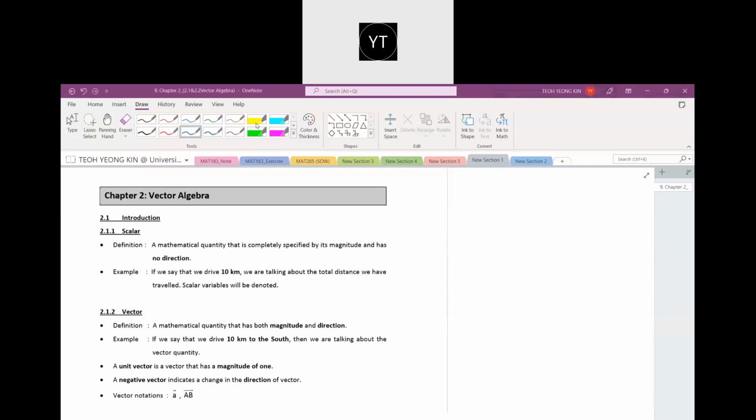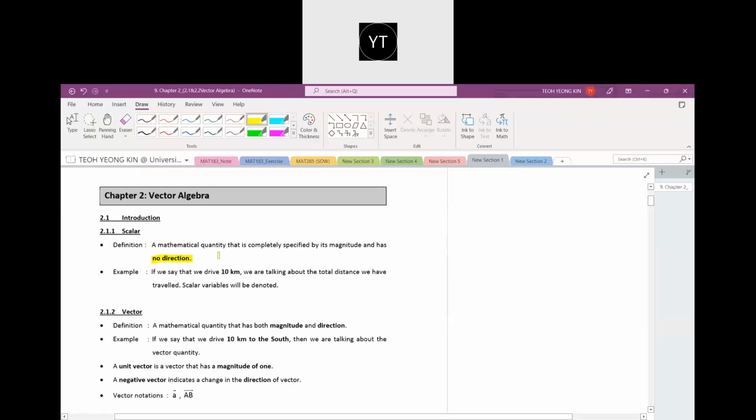So in scalar, ataupun dalam bahasa Malaysia kita panggil skala. Skala adalah unit dalam kuantiti dalam matematik di mana dia hanya ada magnitude. Magnitude tu kat sini kita boleh katakan sebagai jarak tanpa arah.